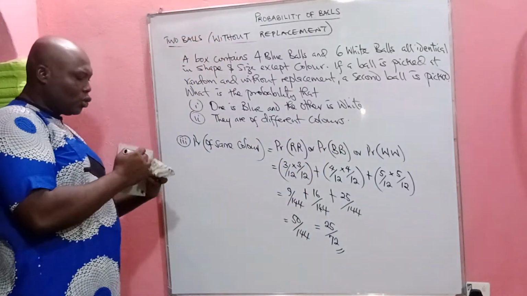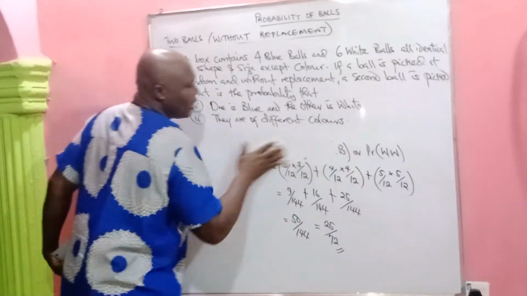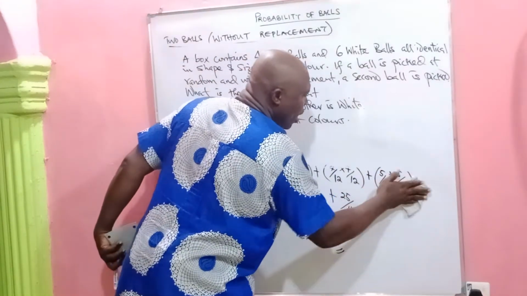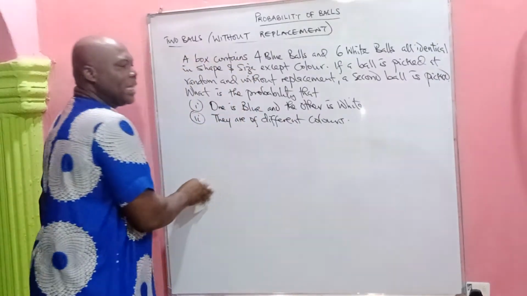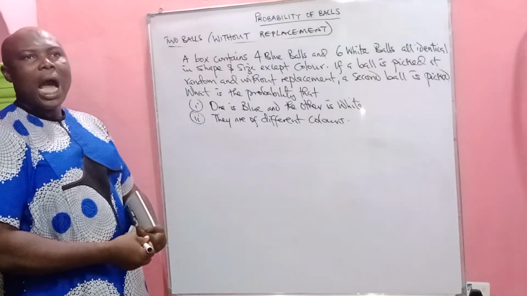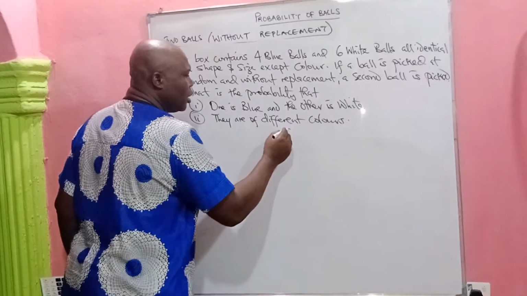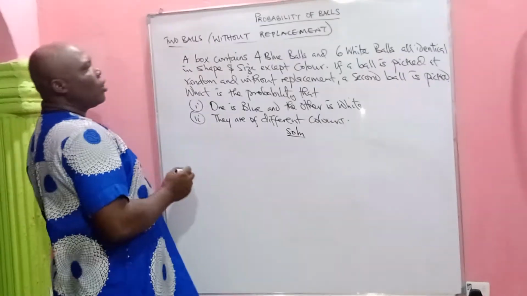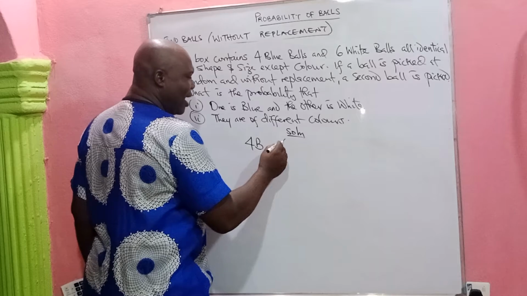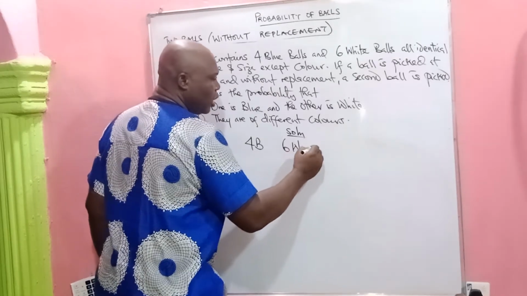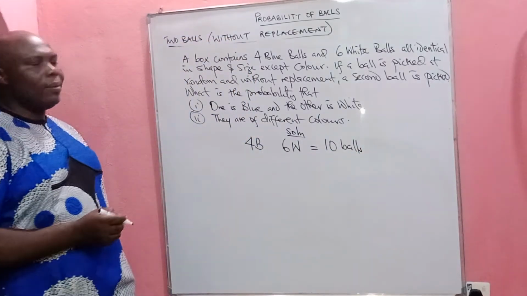All right, so let's just try this without replacement before we close the slide. We want to see what happens when you are picking one ball and then picking a second one without replacement. Let's see how without replacement alters the entire problem. All right, solution. Here the bag contains 4 blue balls and 6 white balls, so the total number of balls in that box is 10.